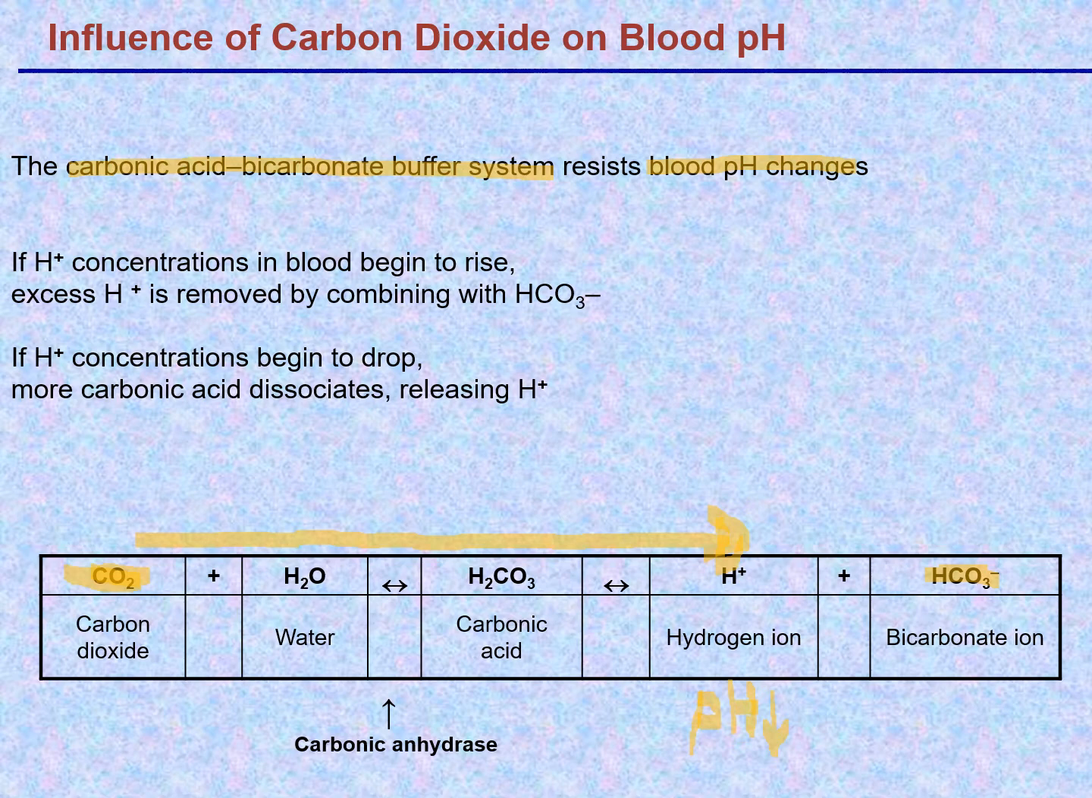If hydrogen ion concentration in blood rises, excess hydrogen ions can be removed by combination with the bicarb. And if they drop, then more carbonic acid dissociates into hydrogen ions and bicarb, releasing hydrogen ions. So the pH is kept in quite tight balance and buffered nicely by this shifting back and forth between carbonic acid and bicarb.